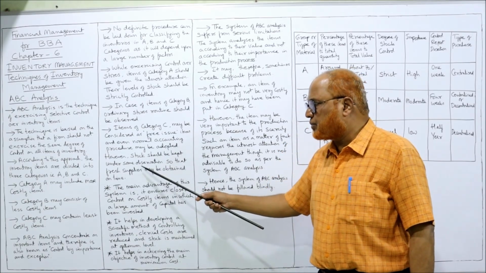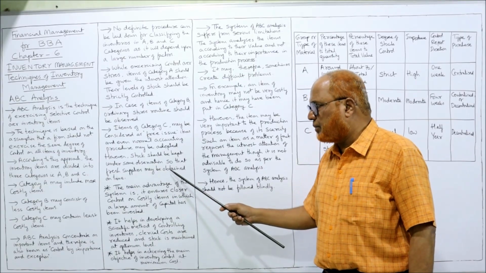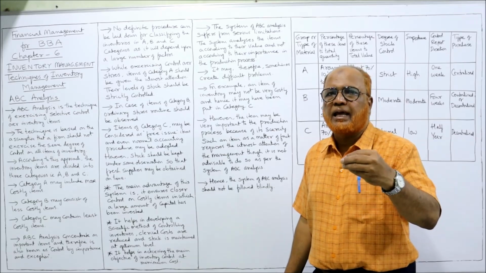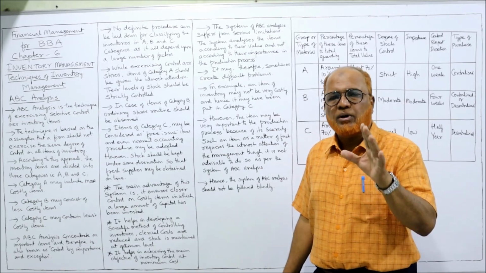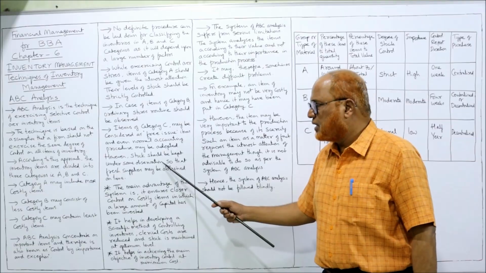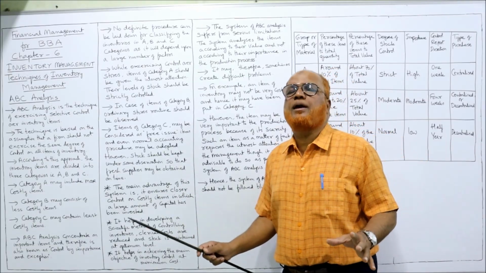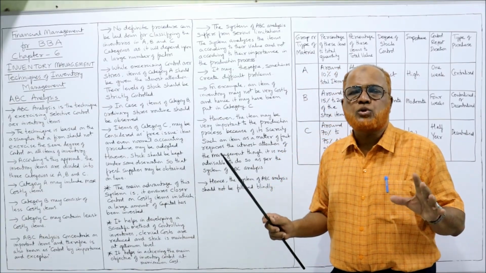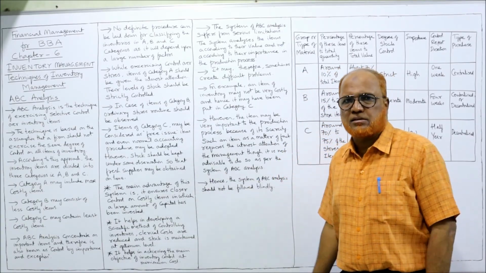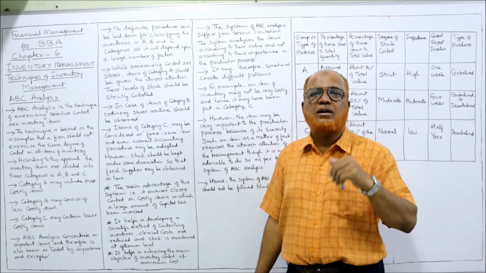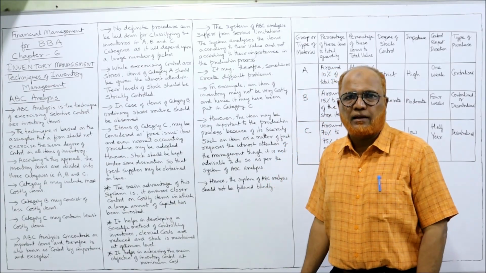However, stock should be kept under some observation so that fresh supply may be obtained on time. Some control will be applied, not completely neglected or ignored. Some control will be applied even for C category items. So far I have explained the meaning and process of ABC analysis. Now I'll explain some advantages as well as disadvantages of this ABC analysis.